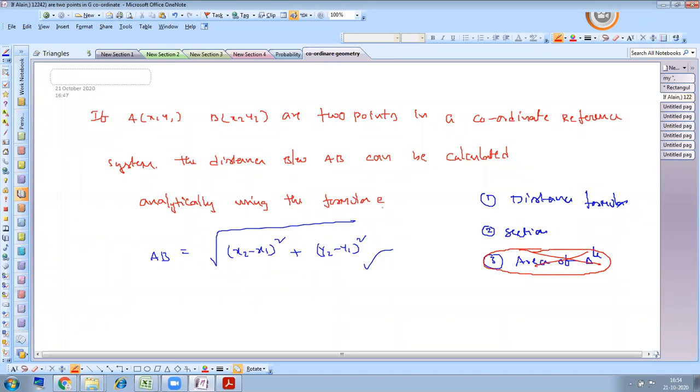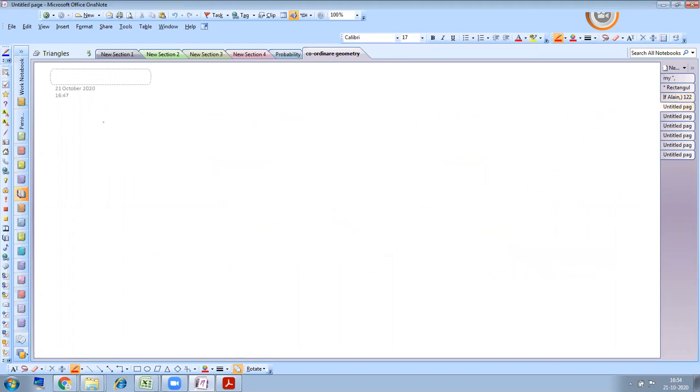So if I'm going for exercise 7.1, the first question says: find the distance between the following pairs of points. They gave two pairs of points. Calculate the distance between them. So this is P, and I am taking this as Q. PQ will be equal to, this is x1, y1, x2, y2.